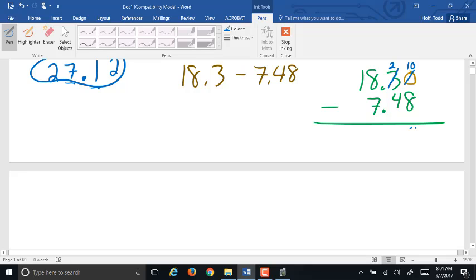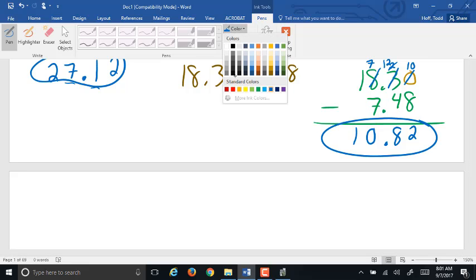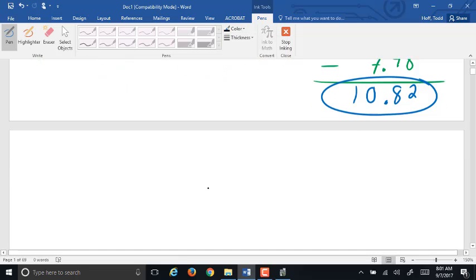10 minus 8, 2. 2 minus 4, we're going to borrow from the 8. That's a 7, and this is a 12. Notice the decimal point did not affect our borrowing at all either. 12 minus 4 is 8. We do have to bring down the decimal point. We can't cross the decimal point when we add or subtract without bringing it down. 7 minus 7, 0, and 1 minus nothing is 1. So 10.82.